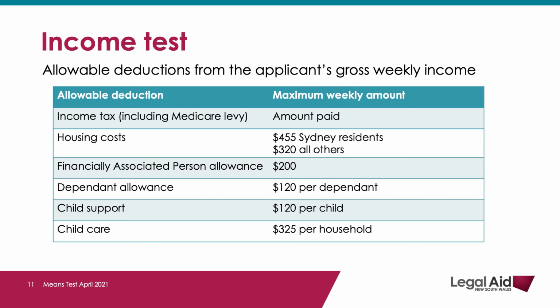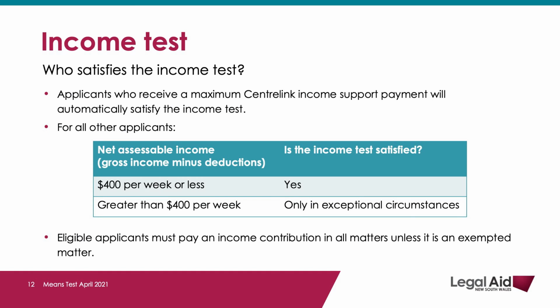If they have a financially associated person, we will deduct $200. Keep in mind, though, the financially associated person's income and assets will also be included in the assessment, but does not receive the benefit of deductions received. The applicant will satisfy the income component of the means test if their income, after deductions, is $400 per week or less. If their income exceeds $400, legal aid will only be granted in exceptional circumstances. Applicants who receive a maximum Centrelink income support payment will automatically satisfy the income component of the eligibility test.